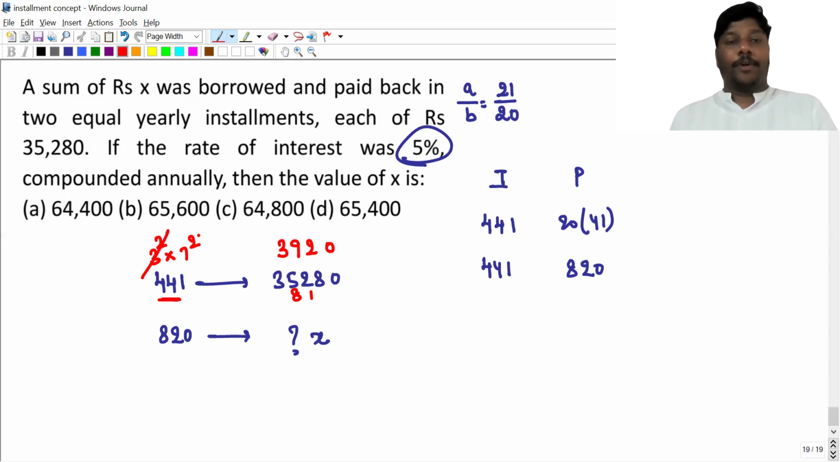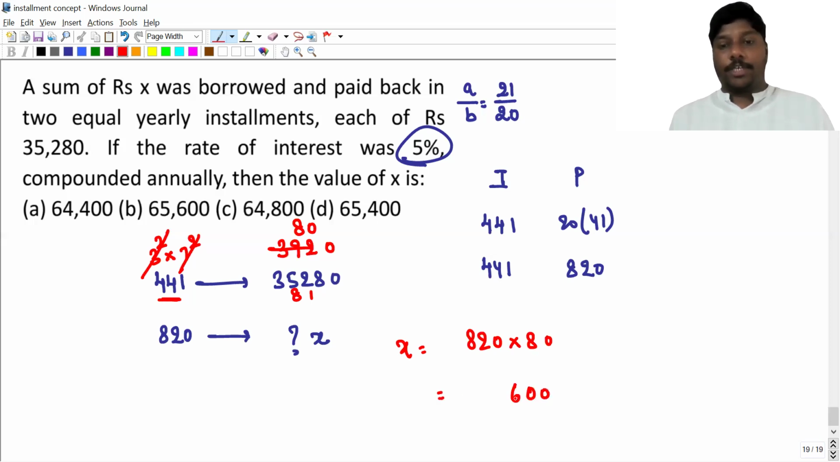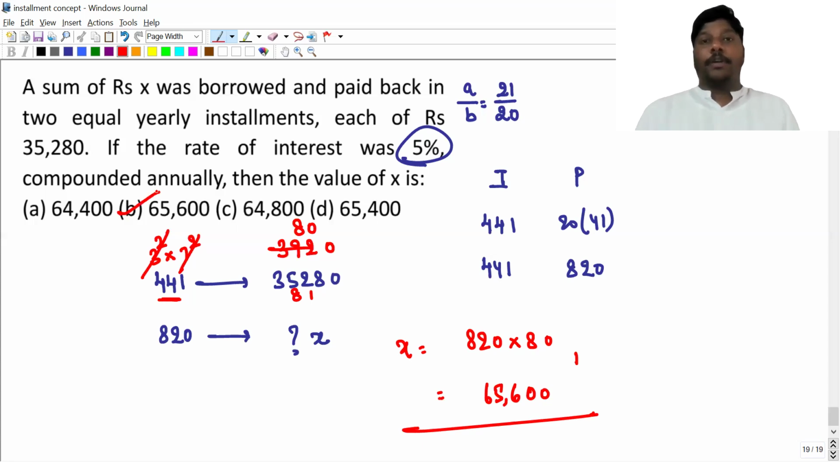Then you can cancel it in 49 table. 49 8s, because 58s are 400, 49 8s are 392. So into 80 ఉంది. So all you need to do is X is equals to 820 into 80. 2 zeros పక్కన వచ్చేస్తాయి. 8 2s are 16, 8 8s are 64, 65. So your answer is 65,600 rupees is your principal.